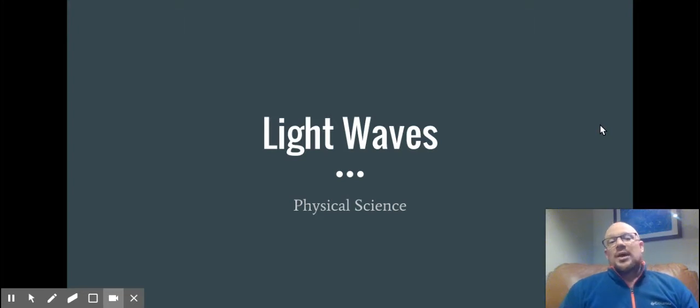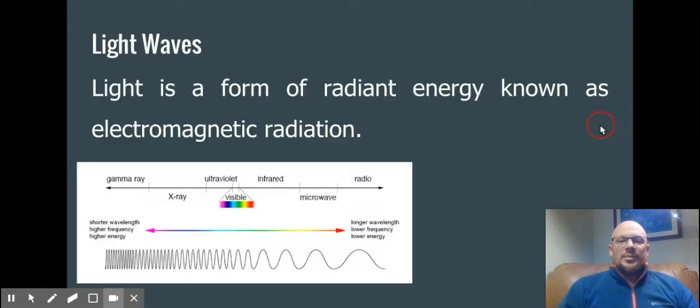So we've already talked about sound waves and some of their characteristics. Light waves and sound waves share some characteristics, but on others, they have some different ones. So let's look at some of those things. Light is a form of radiant energy known as the electromagnetic spectrum or electromagnetic radiation. And so you see an example here of the electromagnetic spectrum. We're going to talk more about that in future lectures, but you can just get a picture of what it looks like here.